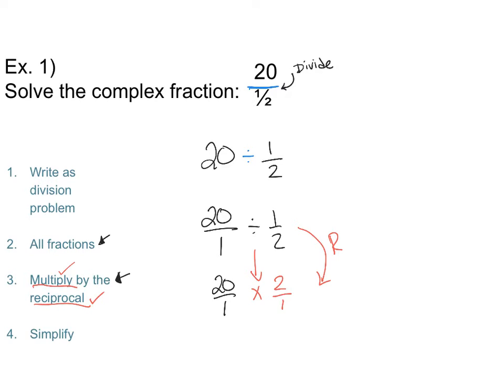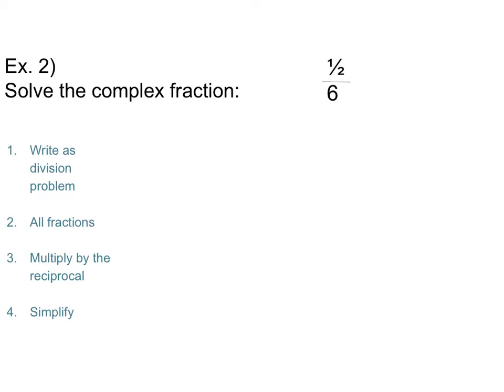All right, so now I just need to multiply. What is 20 times 2? That would be 40 over 1. So then that is just 40. So my answer is 40 in its simplest form. Let's go on to the next one.